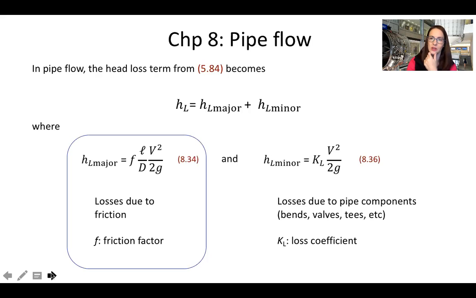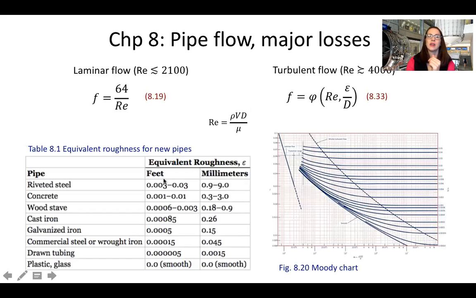So let's take a closer look at major losses in a pipe. So now we have to make a distinction between laminar and turbulent flow. So if you remember, for pipe flow, the rule of thumb was if your Reynolds number is less than about 2100, you're in the laminar flow regime. It's greater than about 4000, you're in the turbulent flow regime, and in between is transitional. If you have a laminar flow, it's super simple.